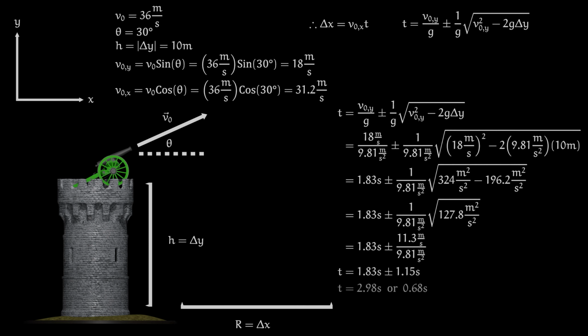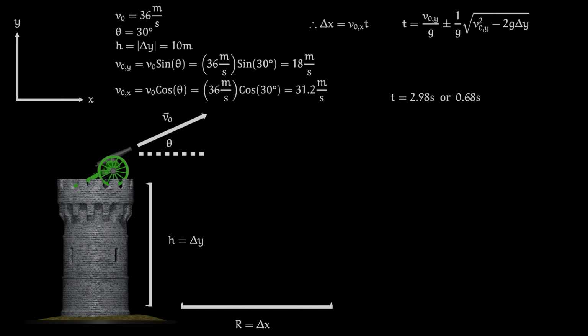t equals 2.98 seconds, or t equals 0.68 seconds. Both are positive values, so we can't immediately rule one out as unreasonable, so which is our answer? We could plug in each result into a kinematic equation for delta y, and see which one gives us the correct vertical displacement of negative 10 meters. Remember, it's negative because the final position is lower than the initial position.